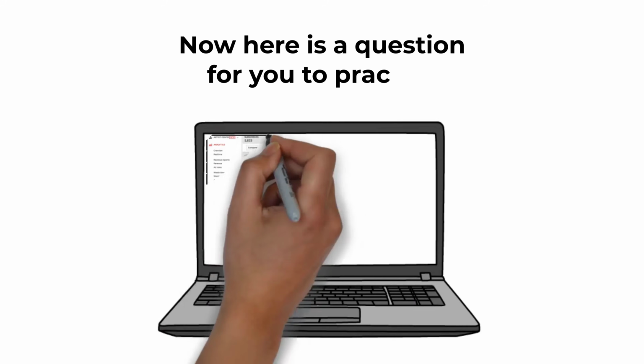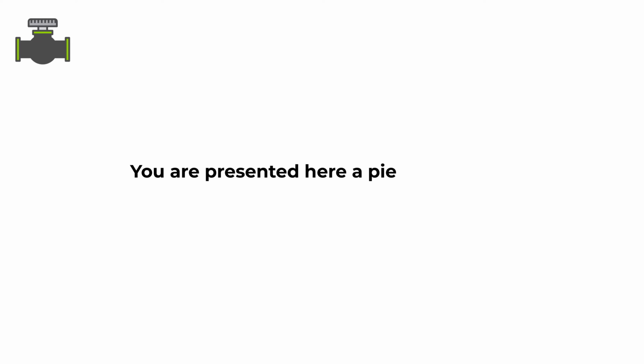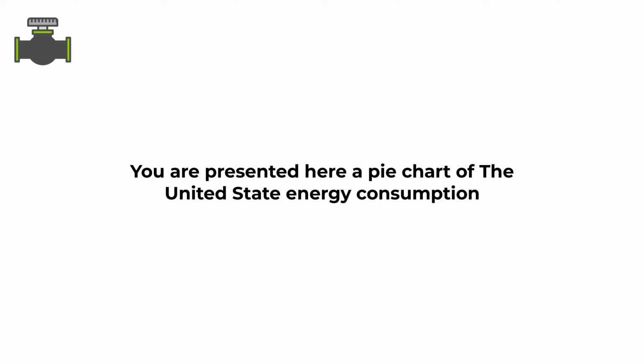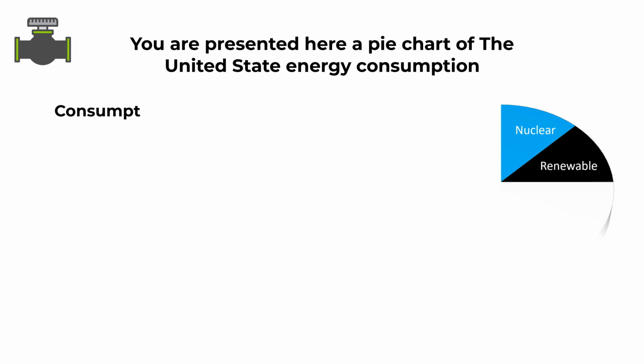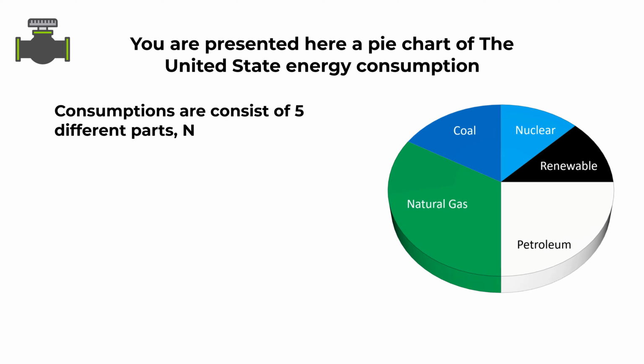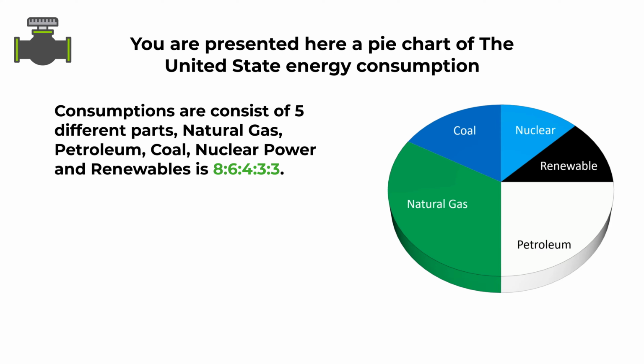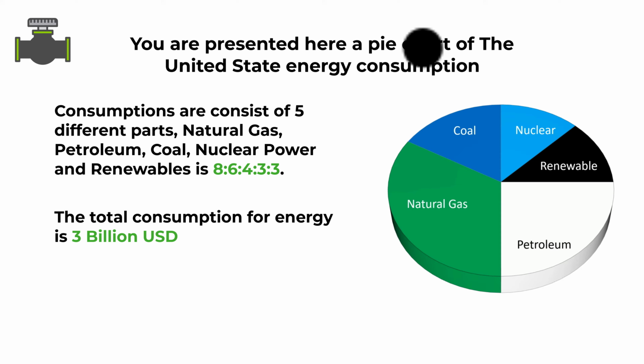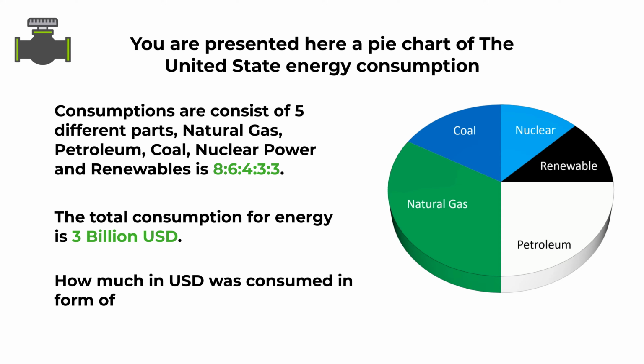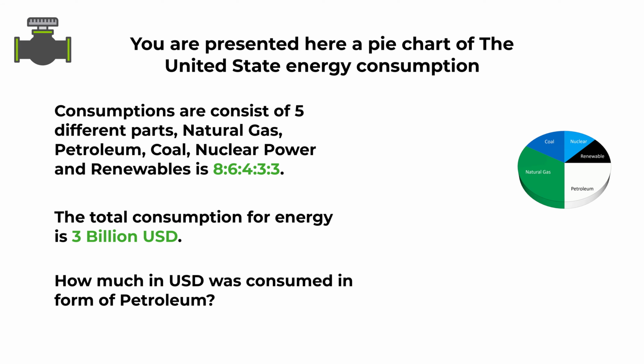And now here's a question for you to practice. You're presented with a pie chart of United States energy consumption. Consumption consists of 5 different parts: natural gas, coal, nuclear, renewables, as well as petroleum. The ratio between natural gas, petroleum, coal, nuclear power, and renewables is 8 to 6 to 4 to 3 to 3. The total consumption for energy is $3 billion. So how much in United States dollars was consumed in the form of petroleum? You're presented with 4 different choices.